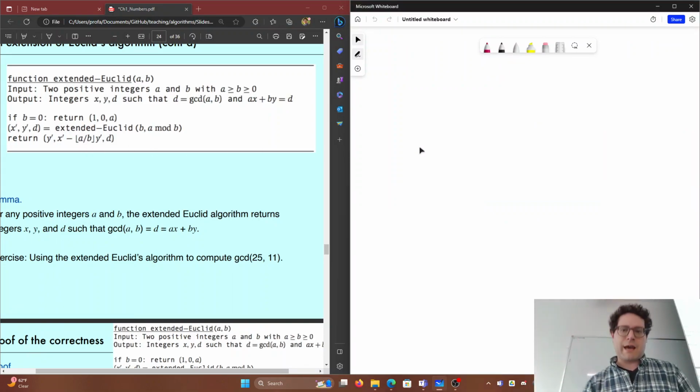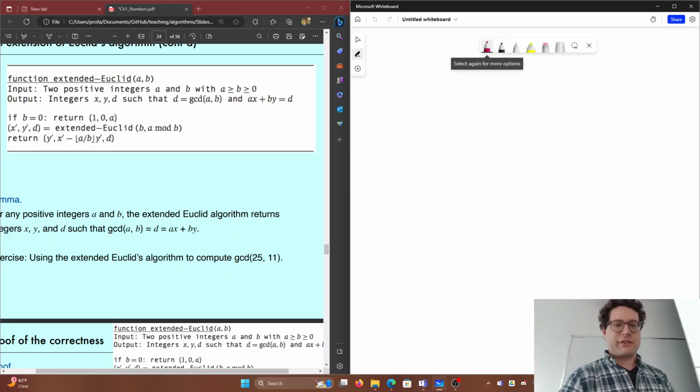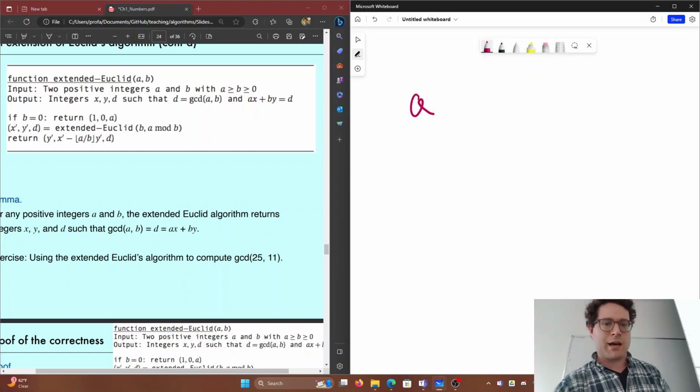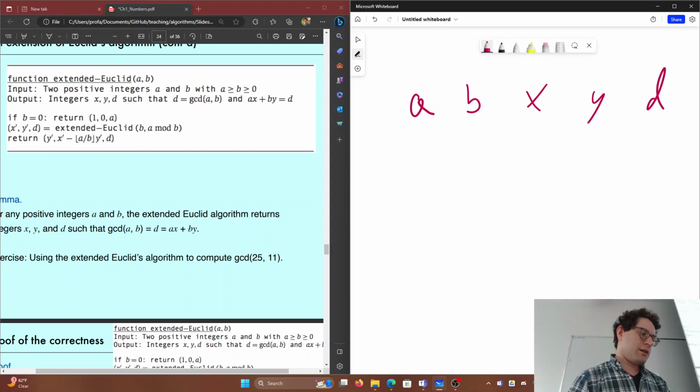So the way I do this, rather than doing the weird crossing out algorithms, is I like to write down a, b, and then x, and then y, and then d. In other words, I write down the inputs and the outputs. All right. So I'm going to use 25. Find the greatest common divisor of 25 and 11. We know that's going to be 1, just because 11 is a prime number and 25 is not a multiple of that prime number.